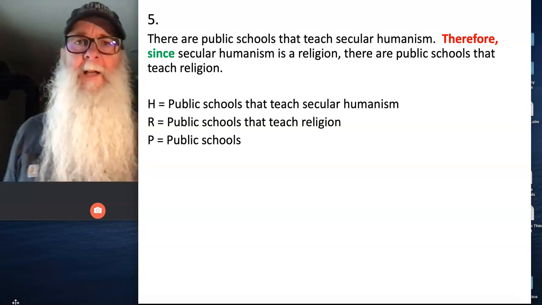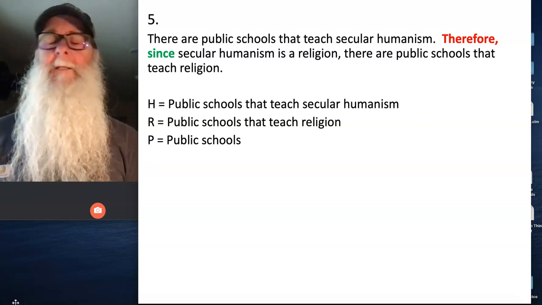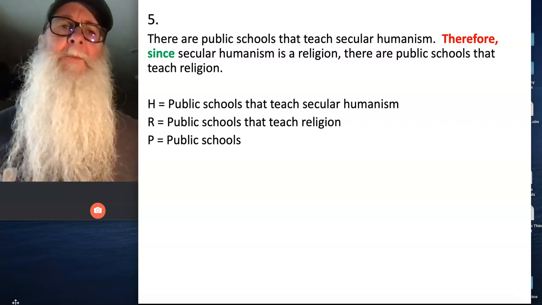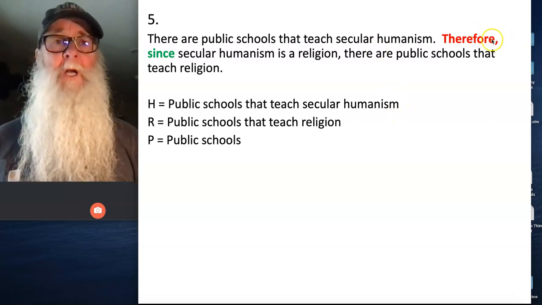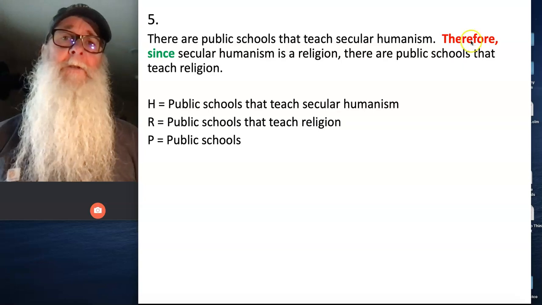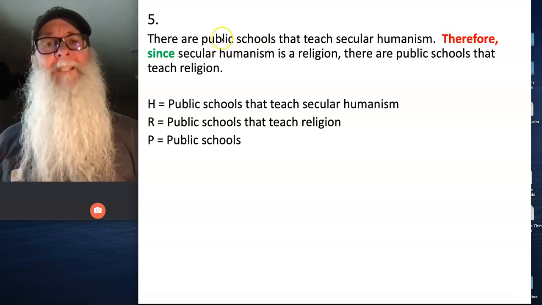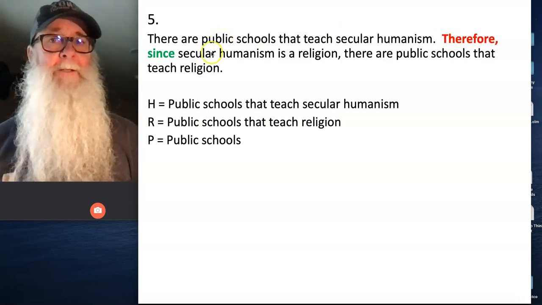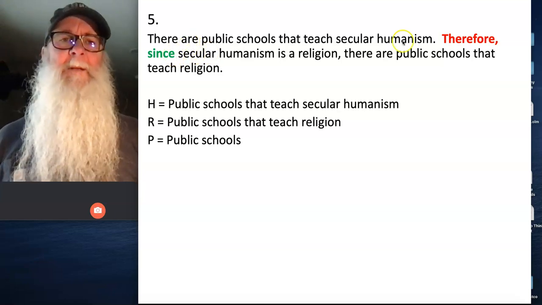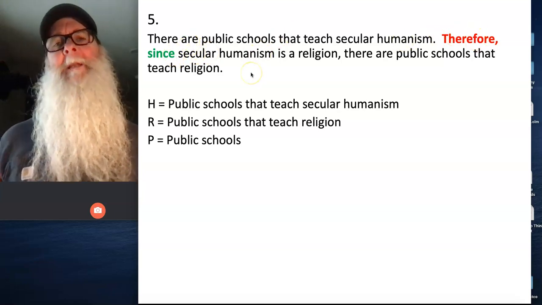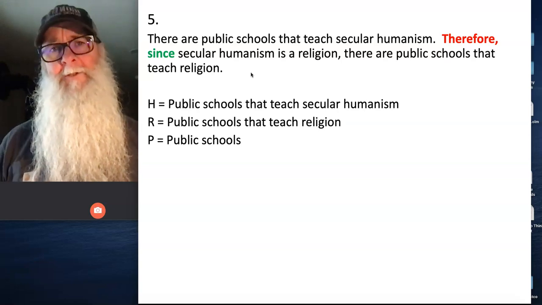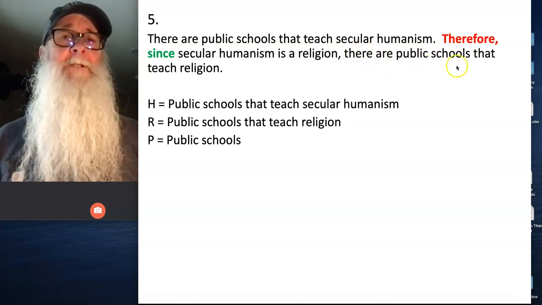Number 5, we've got a couple of indicator words here helping us identify the conclusion and the premise statements. We have "therefore," which indicates two things. One, the statement that follows is the conclusion of the argument, and two, the statement that precedes that conclusion indicator is one of the premises. But we also have the word "since" coming right after the word "therefore," indicating that there's been a premise embedded between the conclusion indicator and the conclusion statement.